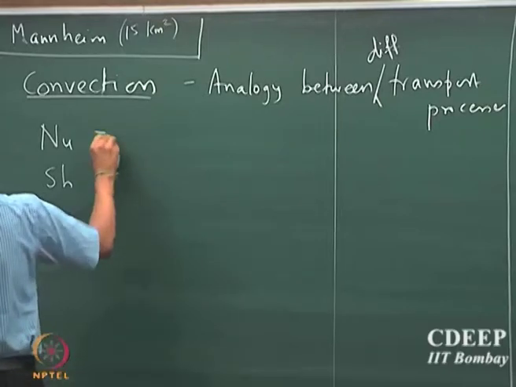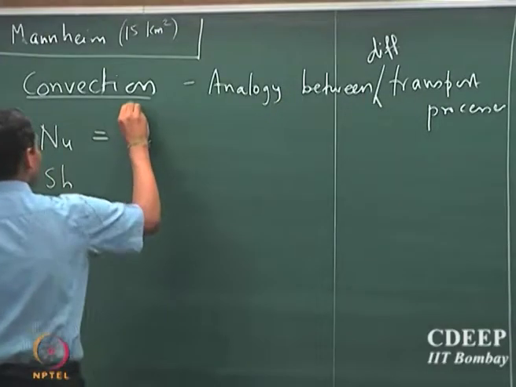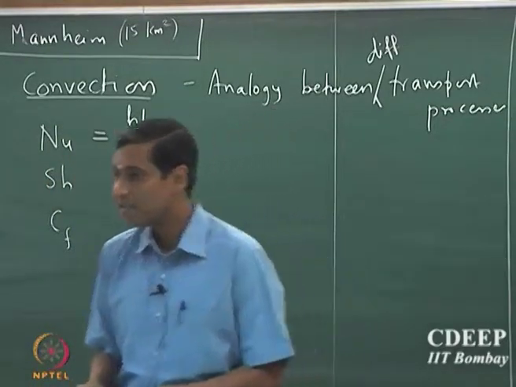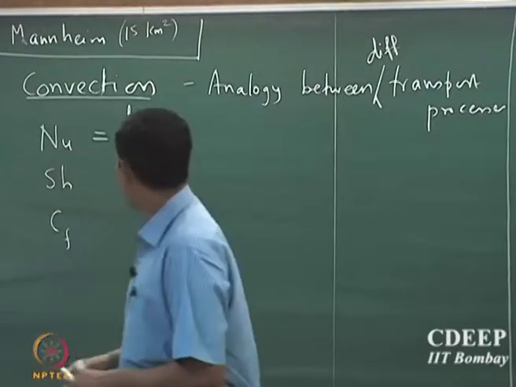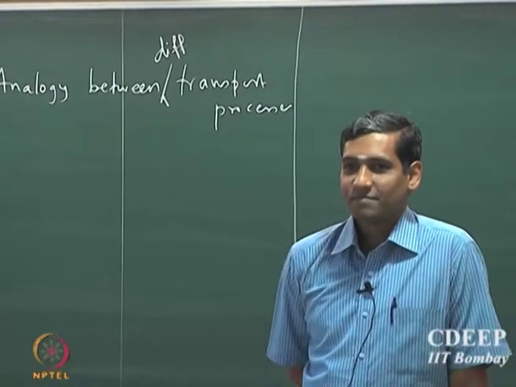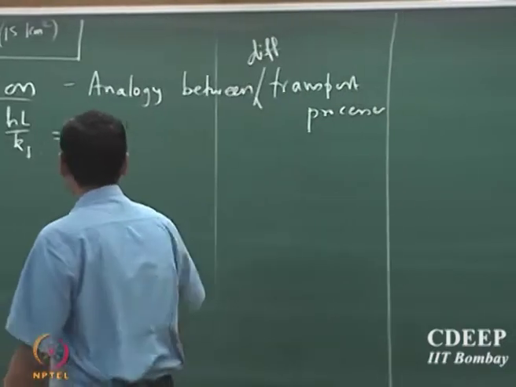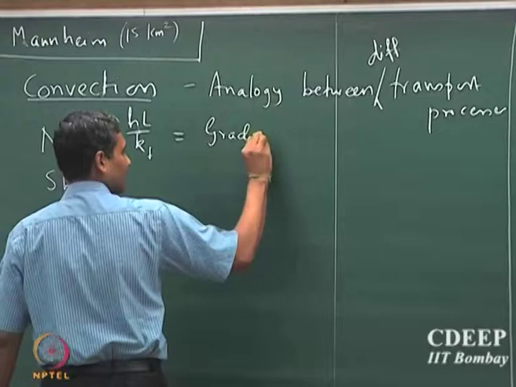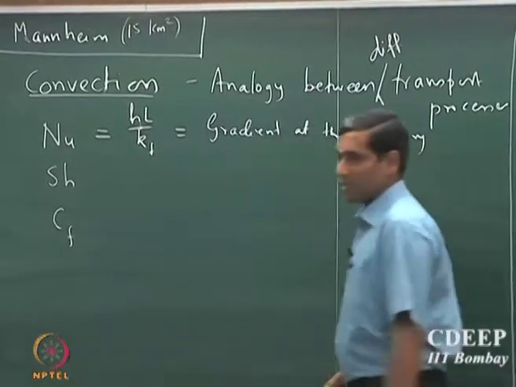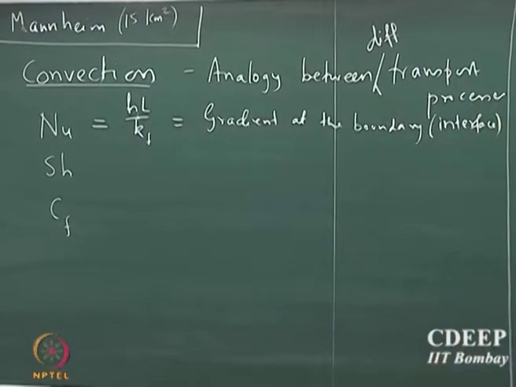So we said that we define the Nusselt number. Does anyone remember? Yes? hL by k. No, it's not minus. It's a positive quantity. What is it? It's the gradient at the boundary. I should rather say interface. It reflects the gradient at the interface.